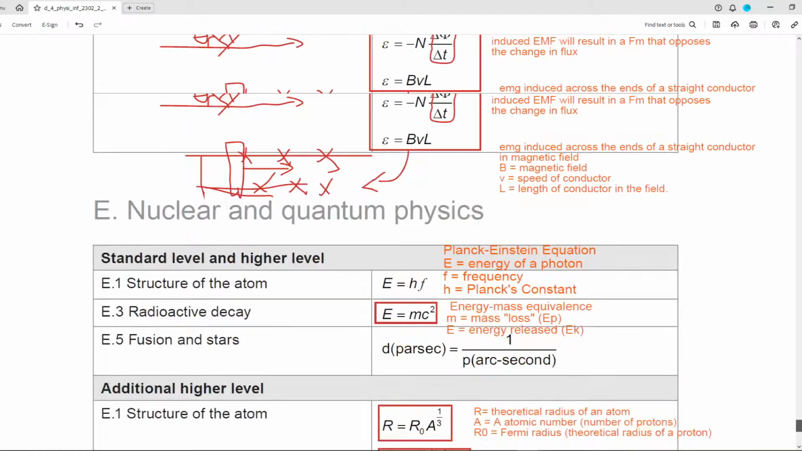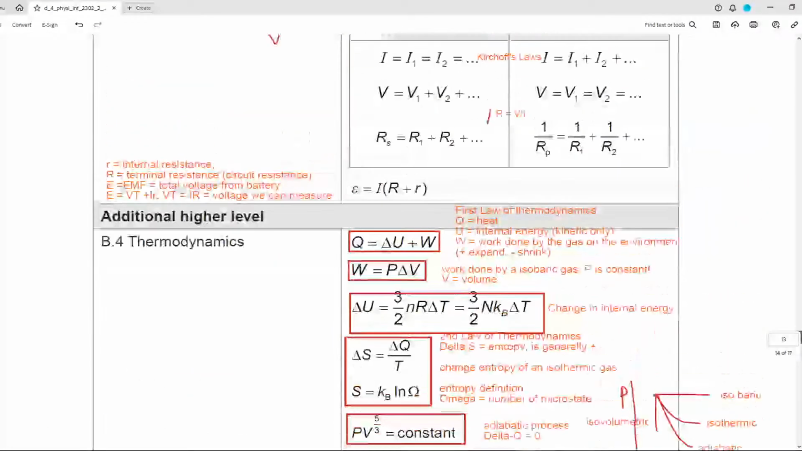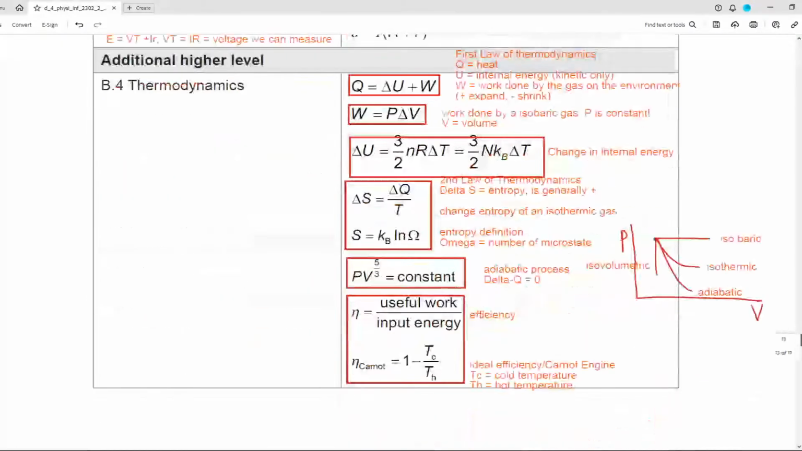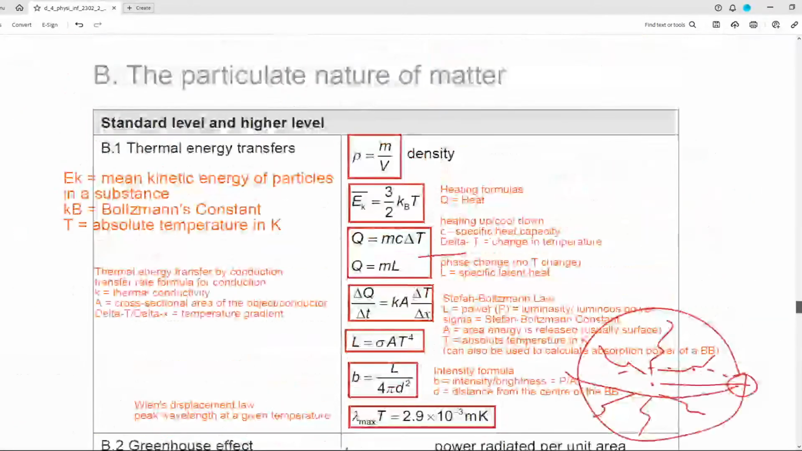However, that's not from this unit. How bright something is, brightness or intensity, comes from way back up, black body radiation. Right here, B equals L over 4 pi d squared, and of course L is equal to sigma A T to the fourth. So you can see the relationship between those two. And by understanding the relationship between intensity and surface area, you can actually get a graph called the HR diagram, the Hertzsprung-Russell diagram.